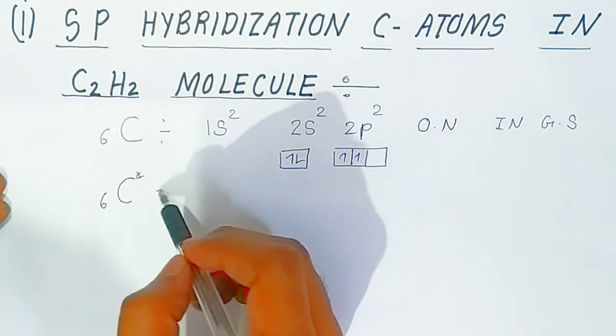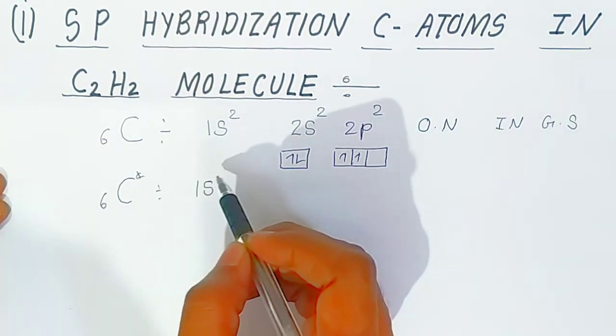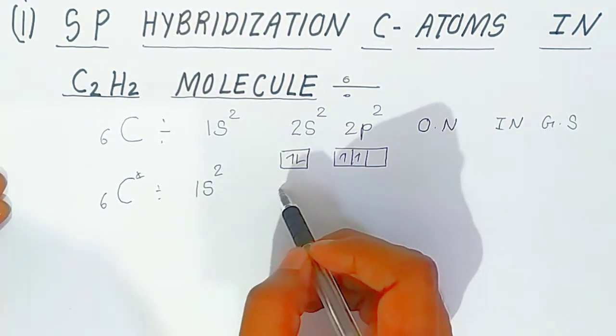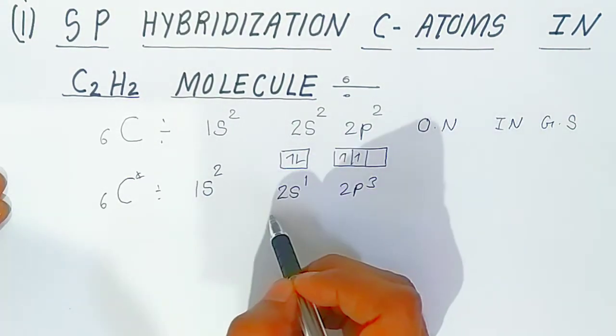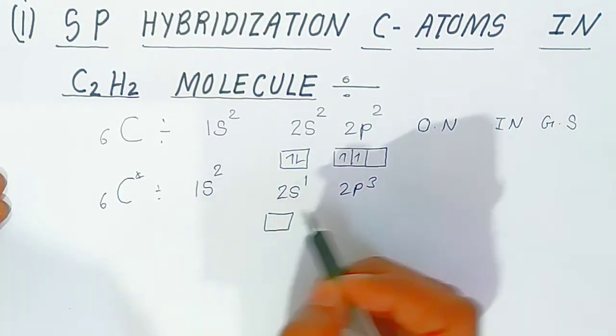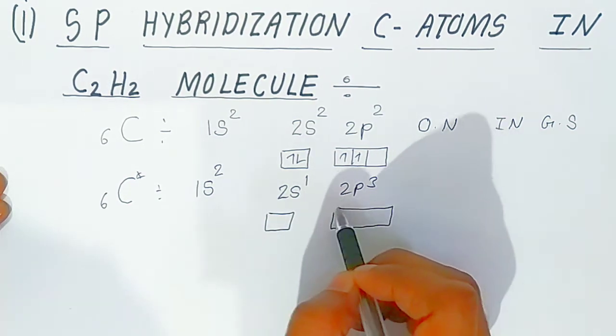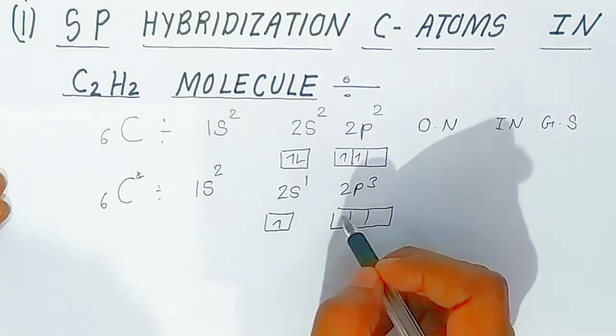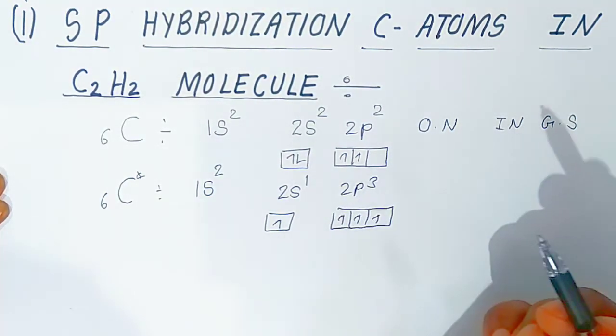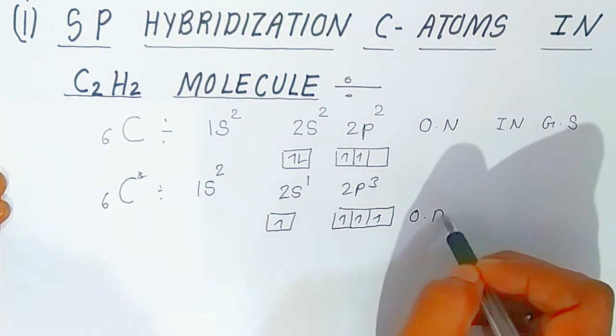Okay students, so what will be the electronic configuration? The electronic configuration will become 2s1 and 2p3. When you write down the orbital diagram of 2s1 and 2p3, it will be like this. Okay students, 2s1 has 1 electron, and 2p3 has 1 electron in each suborbital. Okay students, this is the orbital diagram I have.